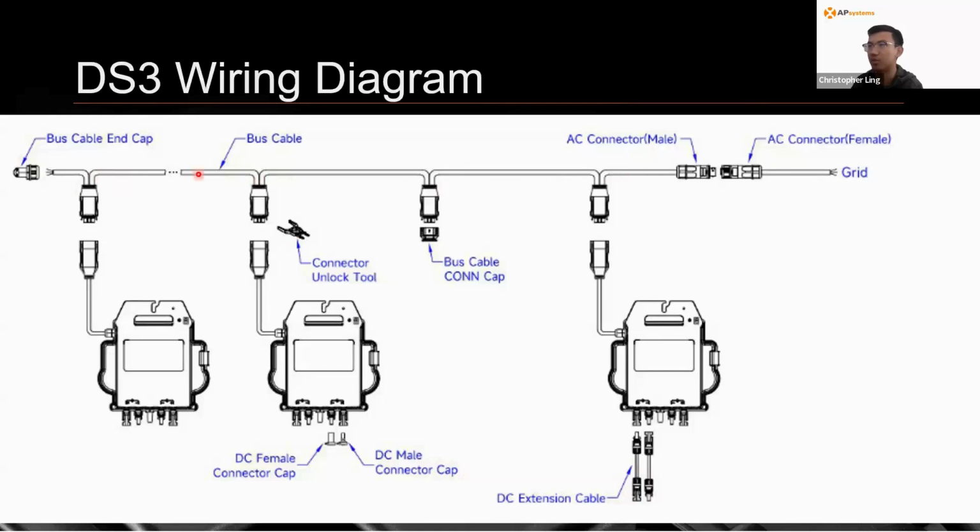The bus cable looks like this, where it comes in spools. We have different spacing for spools, so if you need to have microinverters at a certain spacing length, we have 2 meter and 4 meter options. And then what you do is that when you take these spools, you cut it on both ends. On one side, you have an end cap that covers the wires like this.